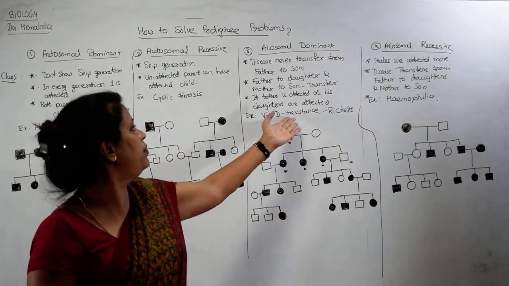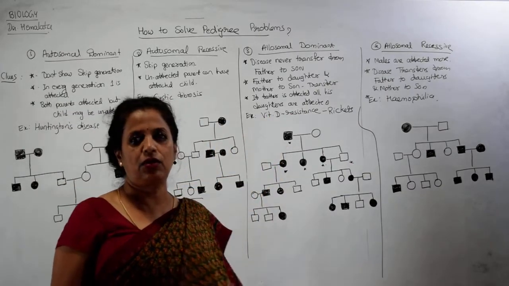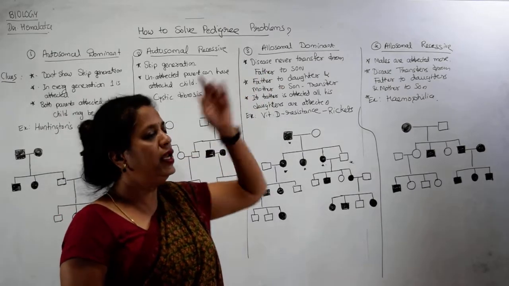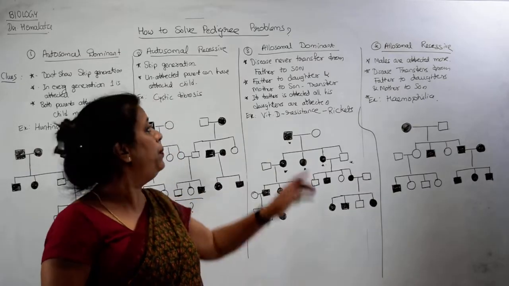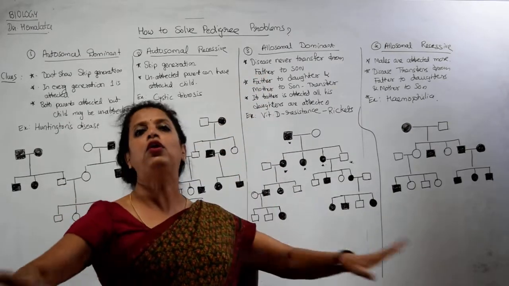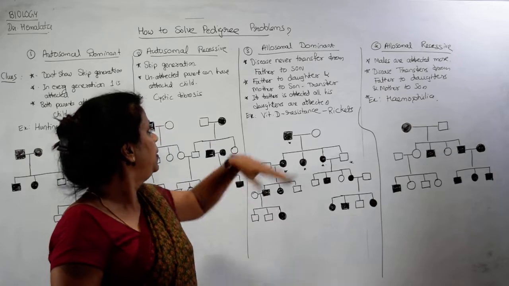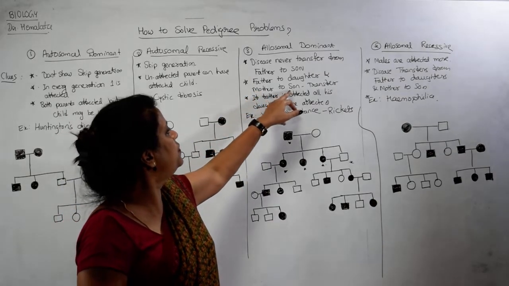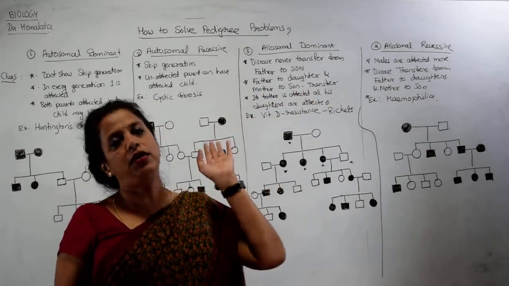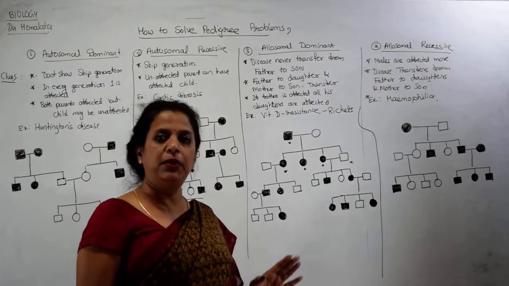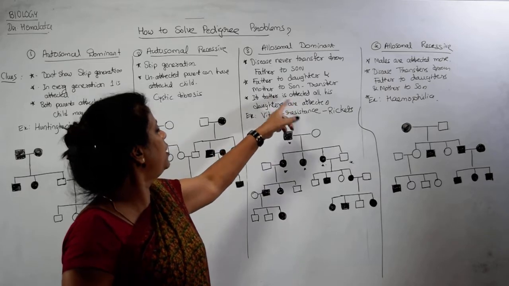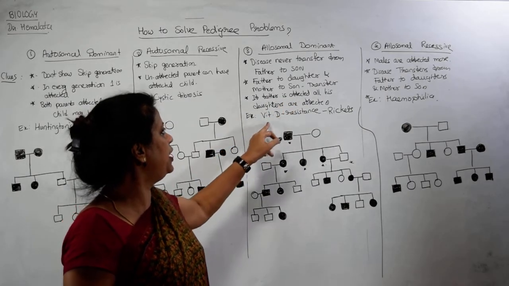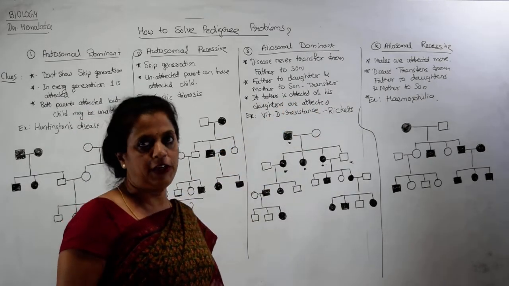Here the disease they have given is vitamin D resistance, that is causing rickets. Right? This will never transfer from the affected father to the son. But he transferred the disease to all the daughters he is producing, and mother transfers the disease to her son. Father to daughters, then the mother to the sons. If father is affected, all his daughters are affected. Example is vitamin D resistance, that is causing rickets.